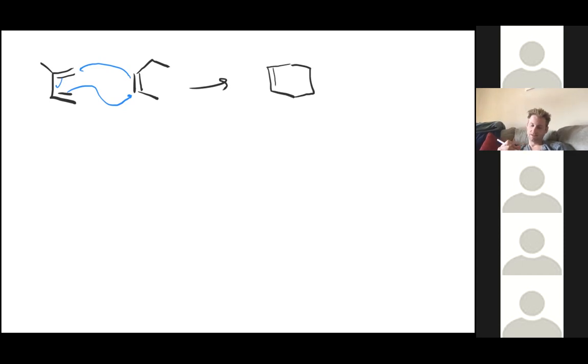Our methyl from our diene is still sp2. It doesn't have any sort of stereochemistry to it. We started cis here, so we're going to end up with a syn product. Nothing overly complicated about this.